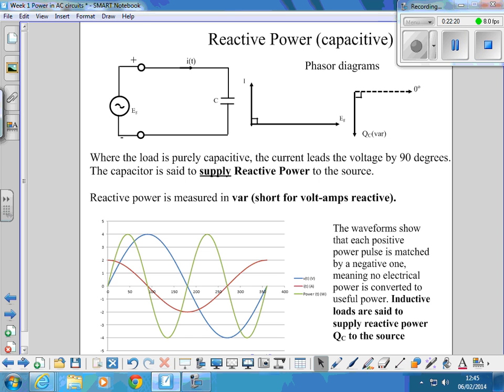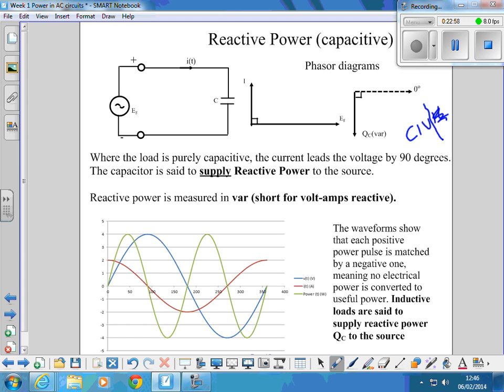The other type of reactive power is where the load is purely capacitive. Again here, the load is purely capacitive. The current leads the voltage. So if I write the word CIVIL up here again, but we're looking at a capacitive circuit this time, in a capacitive circuit, the current is ahead of the voltage, it leads the voltage, or you could say the voltage lags the current.